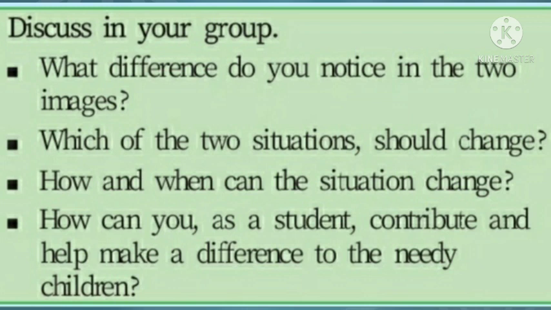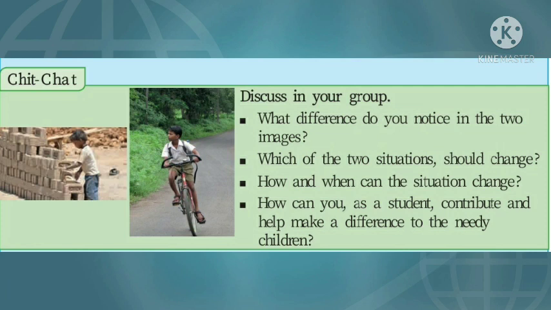Now, in the first image, there is a contradictory difference between the two images. In the first image, a child labor is working at a brickmaking site, whereas the boy in the second image is from a good and educated family and going to school.